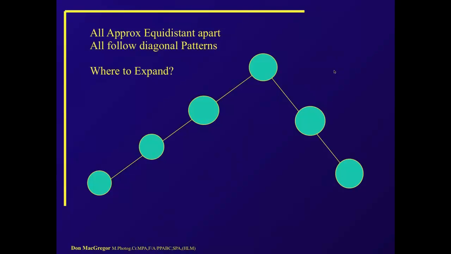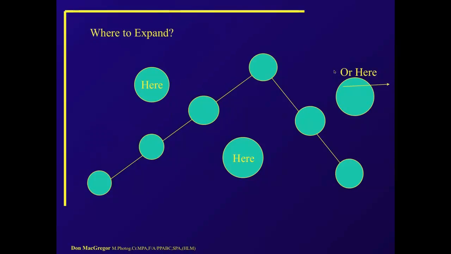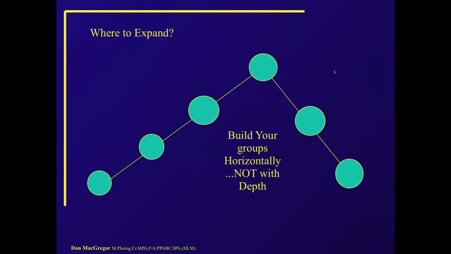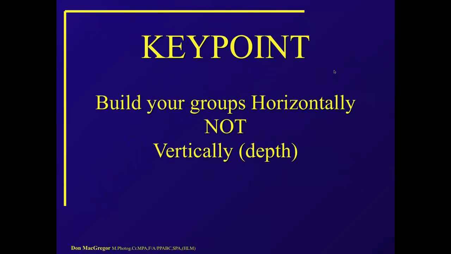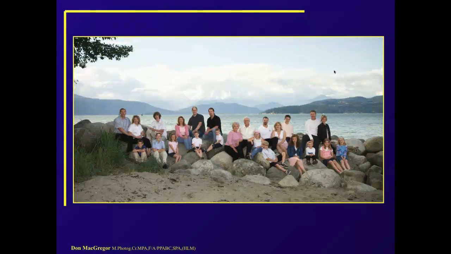Where to expand on a group like this? You're going to expand in ideas like this. Extending the group, extending the group, extending the group. Build your groups horizontally, not with depth. Look at a couple of examples. I could have done something with depth and brought a bunch of people in the foreground and had this, half the width of this, but then the people in the foreground would be much bigger than the people that would be sitting on the rocks behind them.